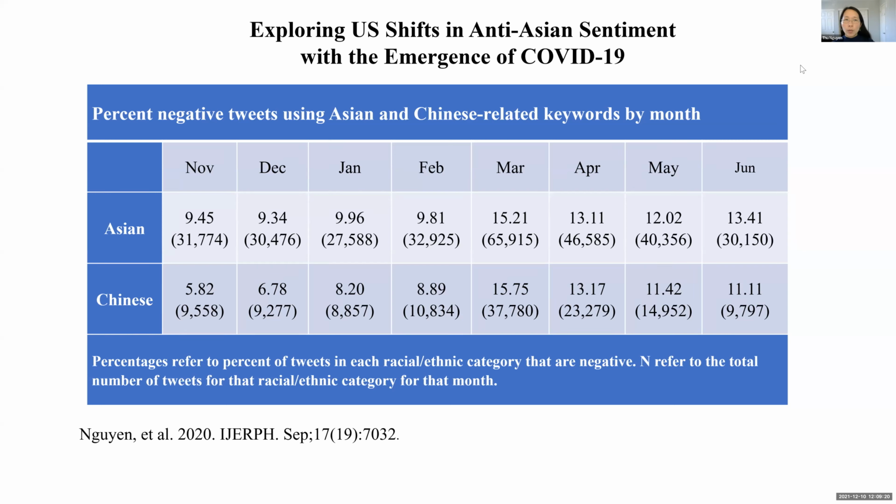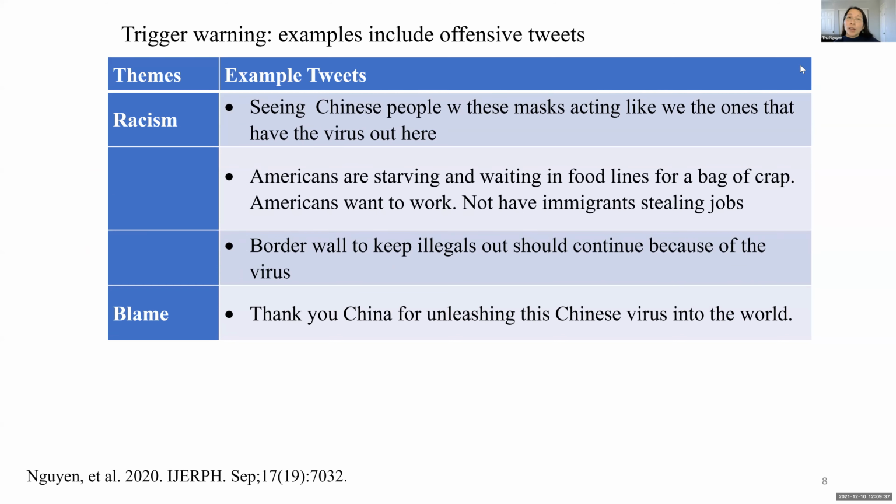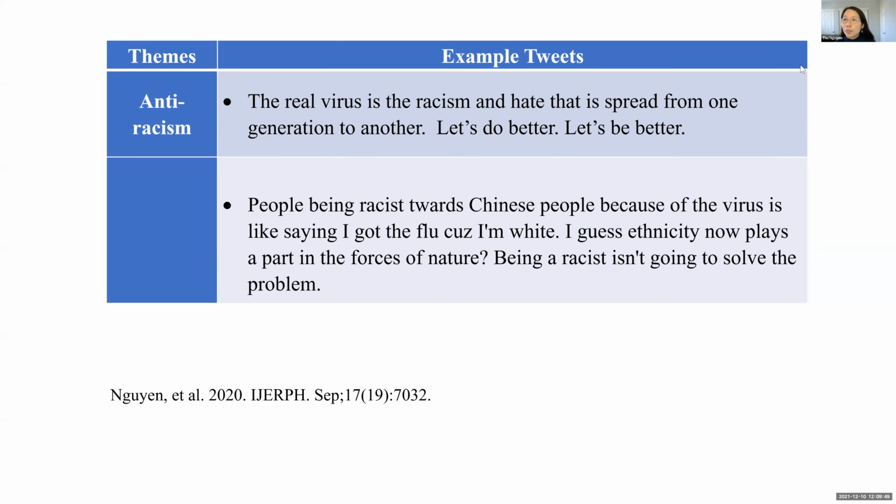And then I looked at tweets referencing Chinese in particular, and saw a very similar pattern to tweets referencing Asians in general, indicating there's a spillover effect where Asian subgroups can be conflated with one another, or confused, or follow the same pattern as Chinese-specific tweets. So here are some examples of tweets expressing racism or blame. There is a trigger warning because these include offensive tweets. And then there are also tweets that express condemnation for the prior expressions of racism.